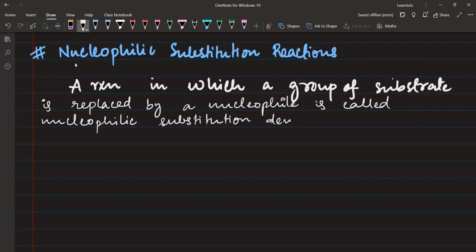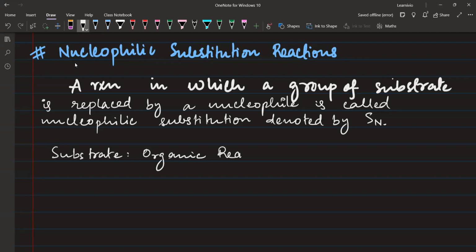It is denoted by S, with N in subscript: SN. Now, what is a substrate? Substrate is generally the organic part, right? Organic reactant molecules. Substrate is the organic reactant molecule. In this chapter it is RX, the alkyl halide. This is our substrate.